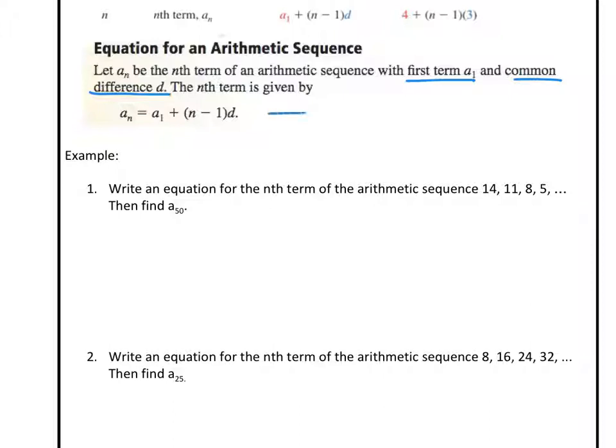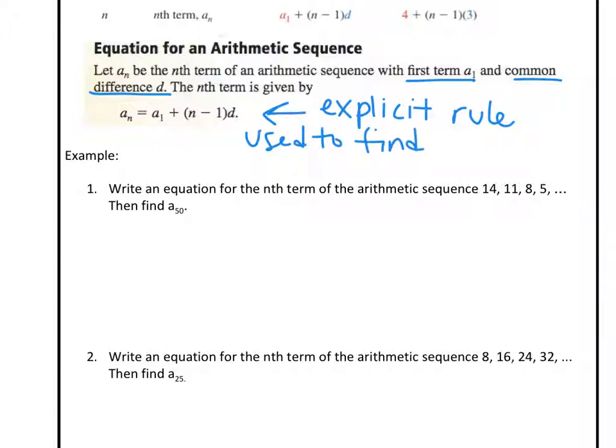This is called the explicit rule. I need you to write that because tomorrow we're doing another one. And this is the one that you're going to use the most often. It is used to find the nth term.